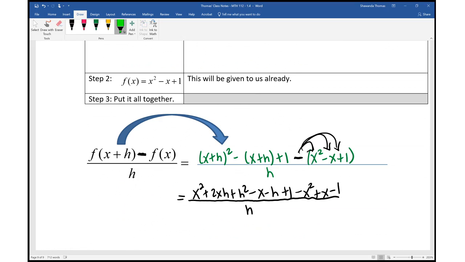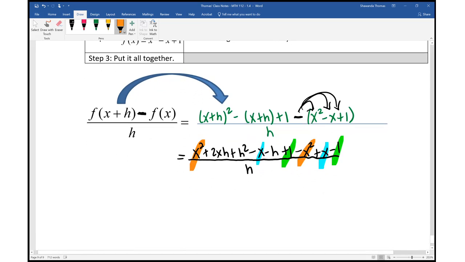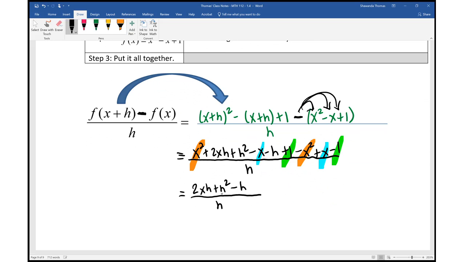So this should be the fun part. Do you see anything canceling? Let's cancel the ones. Right, that's 1 minus 1. Let's cancel the x's. Right, negative x plus x. Let's cancel the x squareds. All right, so what are we left with here? It looks like we are left with 2xh plus h squared minus h over h.